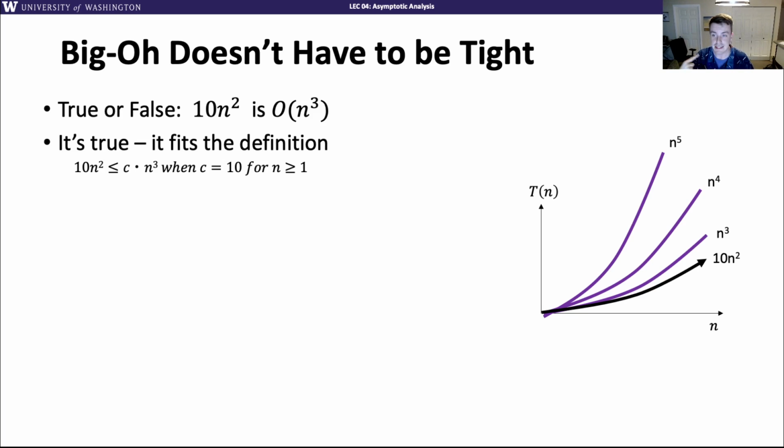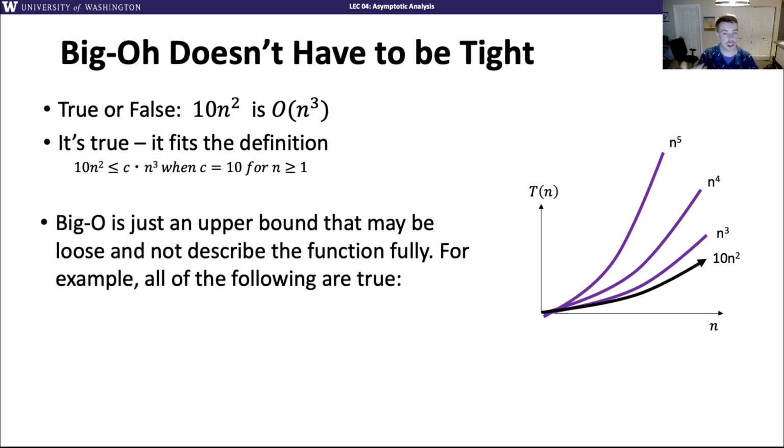10n squared is less than or equal to some constant c times n cubed. Well, when is that true and for what constants? Choose c equal to 10 for all n greater than or equal to 1. If you pick those two constants that way, then this less than or equal to relationship holds, which means 10n squared is big O of n cubed. And so big O is just an upper bound, and it may not be tight, it may be a loose bound, so it might not actually be very accurate.